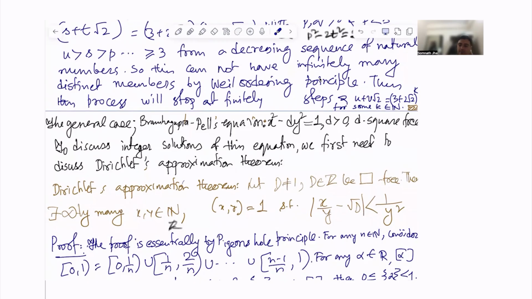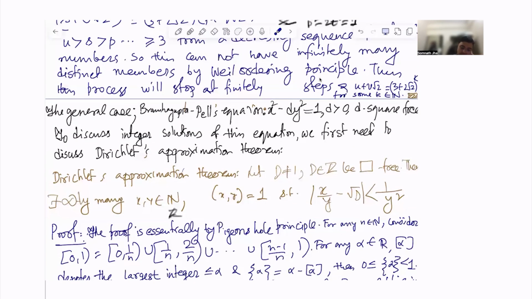In fact, to prove this result on Brahmagupta-Pell's equation, we'll apply the pigeonhole principle many times. This is the first application, in the form of Dirichlet's approximation theorem. For any natural number n, you consider the interval 0 to 1, open, and you divide it into n intervals: 0 to 1 by n, then 1 by n to 2 by n, where the left side is closed, so you include 1 by n in the second interval but not 2 by n, all the way up to n minus 1 by n to 1.